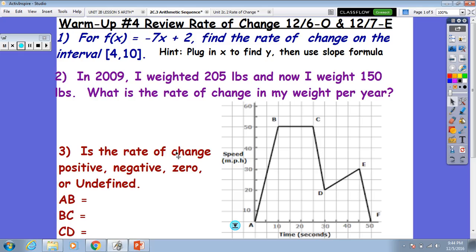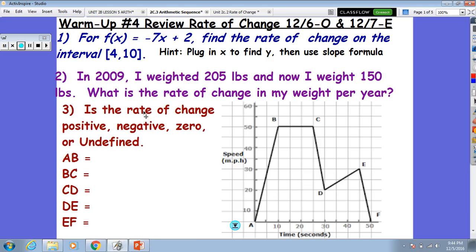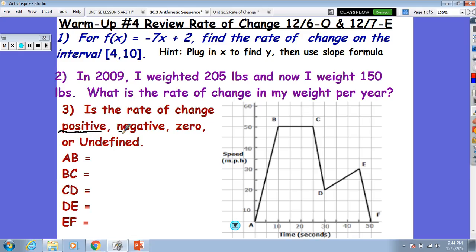All right, so number 3 is going to use the chart that we have over here right next to it, okay? So what I'm asking you is the rate of change positive, negative, 0, or undefined? Now, whenever you have a graph, you don't have to do all the find the points thing. You don't need an X and a Y. You don't have to use 2 points. You can, if you like using the formula, you can write down the points, but I'm going to show you the alternative method that we learn to use every time we have a graph.